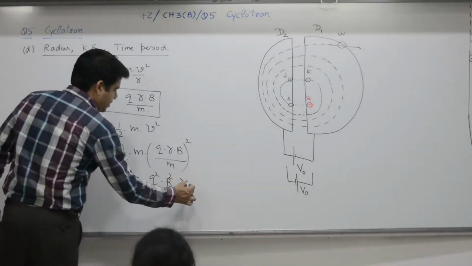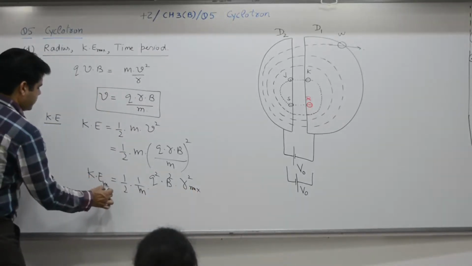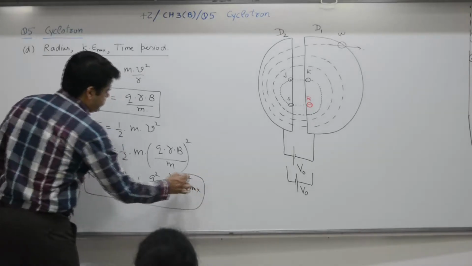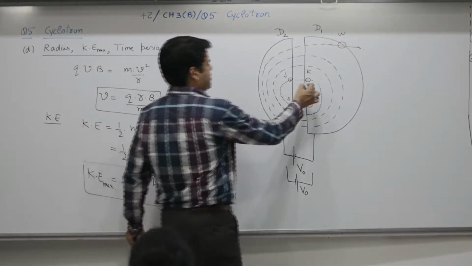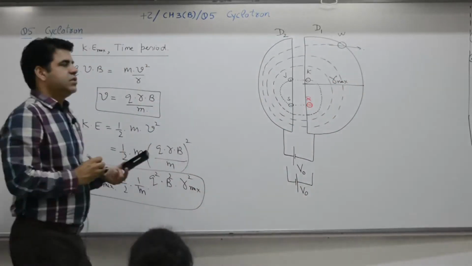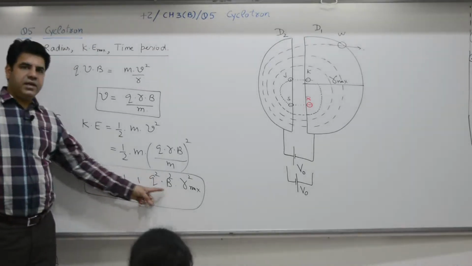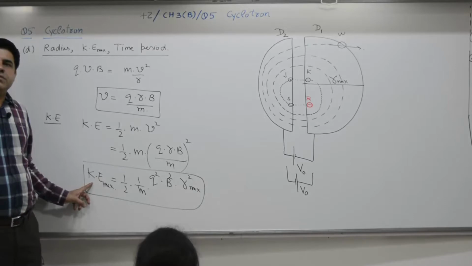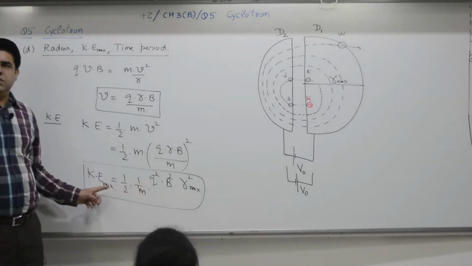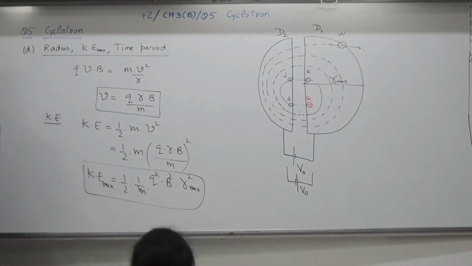If R is maximum, kinetic energy is also maximum. R maximum means what? This radius. Radius of D. So, this is the maximum kinetic energy. If you double the value of B, kinetic energy is how many times? If you double the value of charge, 4 times. If you double the radius, even then it is 4 times. All objective questions. Time with you is 3 minutes to write.